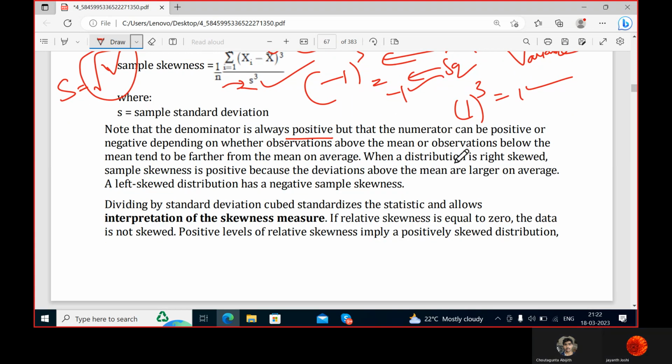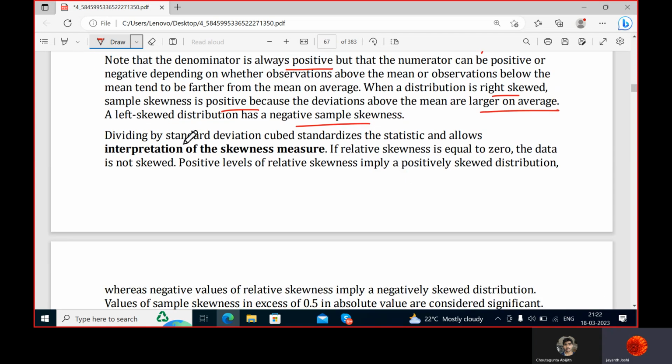So it can be positive or negative depending on whether observations above the mean or below the mean tend to be farther from the mean or average. On average, when a distribution is right skewed, sample skewness is positive because deviations above the mean are larger. On average, left skewed is negative. Okay, that we already discussed.